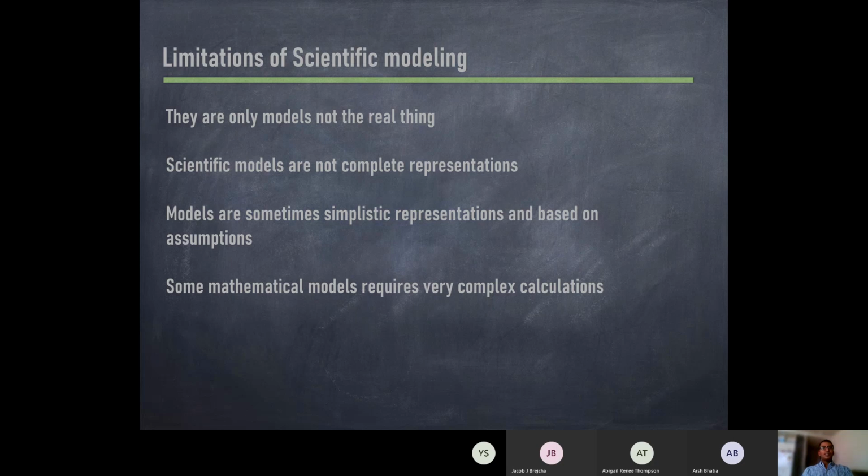They predict something, they assume something, and based on that, you construct the model. So everything is not real. The second thing is scientific models are not a complete representation. I mean, I'm reiterating my first point. So we cannot fully represent all the things.